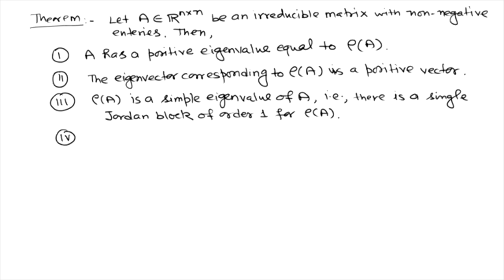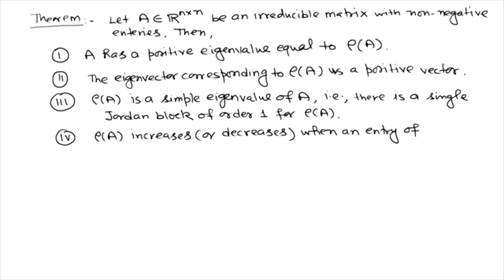The fourth result is this eigenvalue rho A increases or decreases when an entry of A increases or decreases. So, in other words, the spectral radius of A, if A is irreducible and non-negative, depends on the entries of A. If you increase any of the entries of A, the spectral radius will increase. If you decrease an entry of A, the spectral radius will decrease.